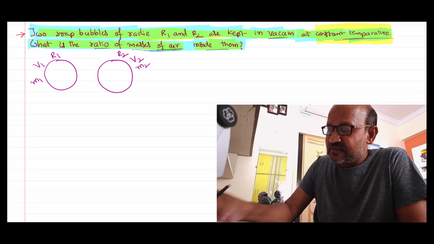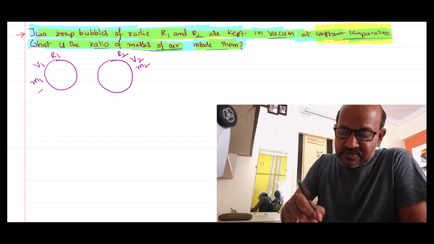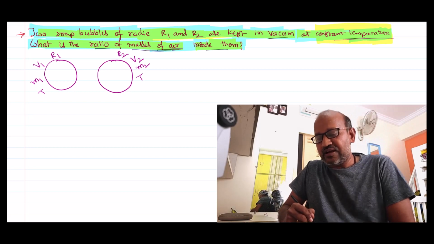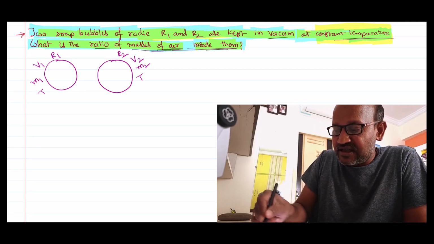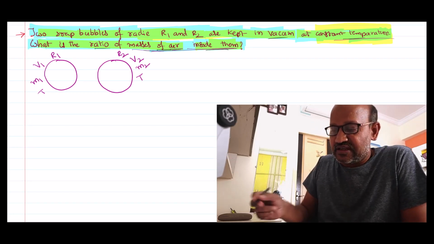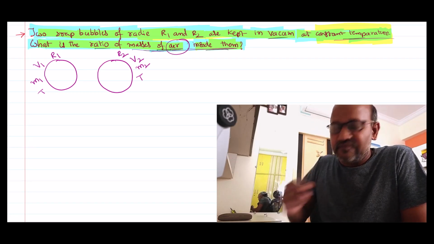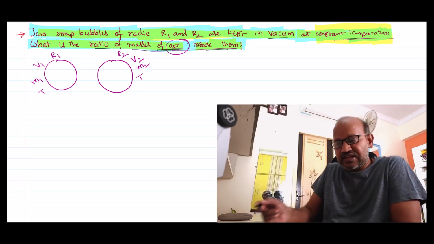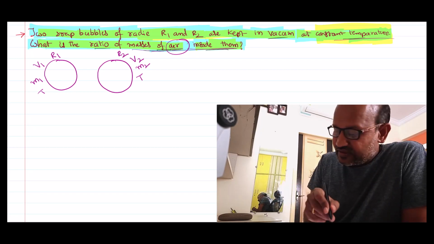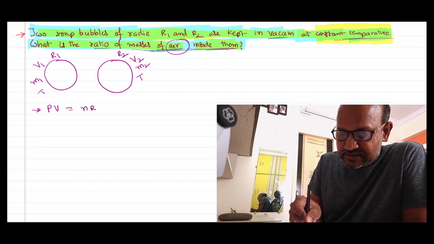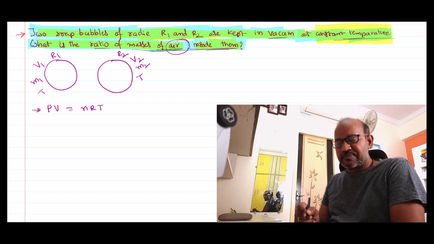It is given that the temperature is constant. That means if this temperature is T, this temperature is also T. We need to find the ratio of the masses of the air inside. Since this is air, we can assume it is an ideal gas, and we can think of the equation of an ideal gas. We know the equation of an ideal gas is PV equal to nRT, where P is the pressure.